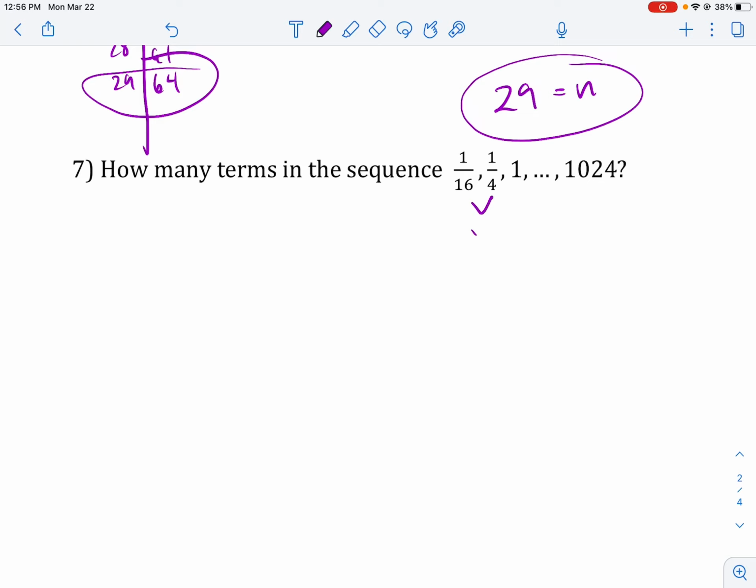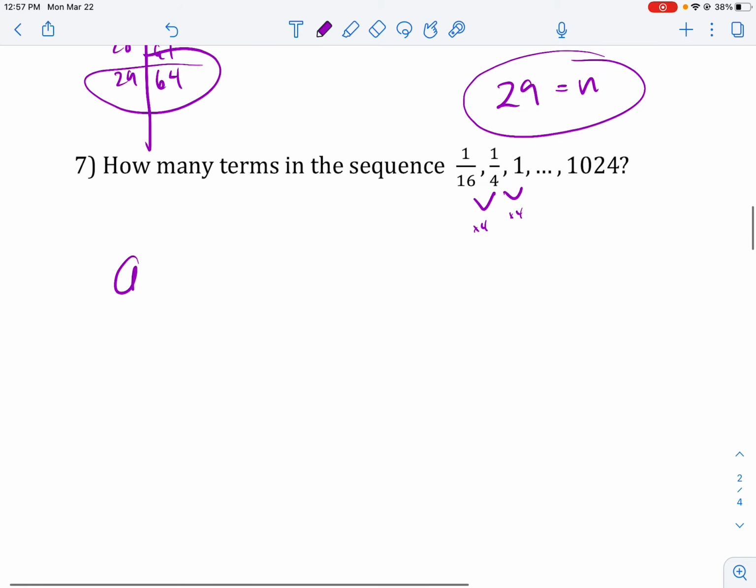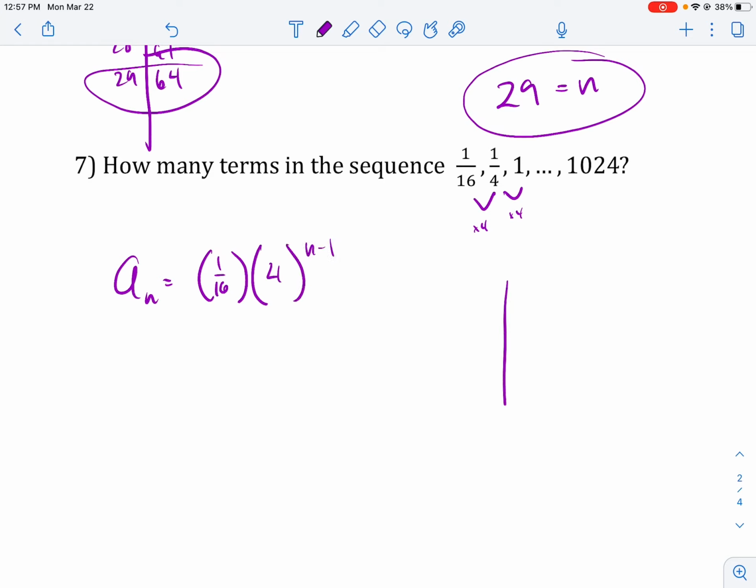Okay, this one we are multiplying by 4 each time. Okay, so that's what's happening here. This is geometric, and we're multiplying by 4. So, here's our first term, times 4 raised to the n minus 1. Plug this into my y equals, right? So this is going to be y is equal to 1/16, 4 raised to the x minus 1. All right, so you plug that in there.